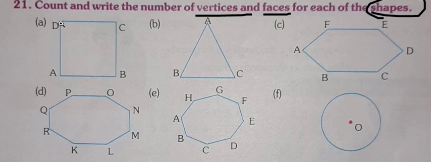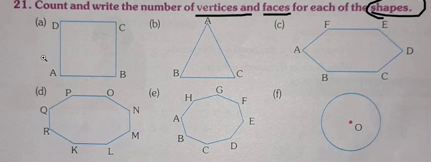Vertices are the corners of any shape. Like we can see here, a shape is given and the shape's name is ABCD. Here in mathematics we name the shape like this. The name of this shape is ABCD.